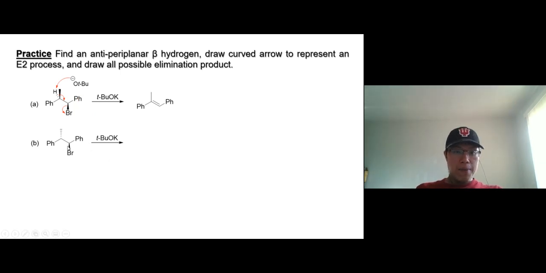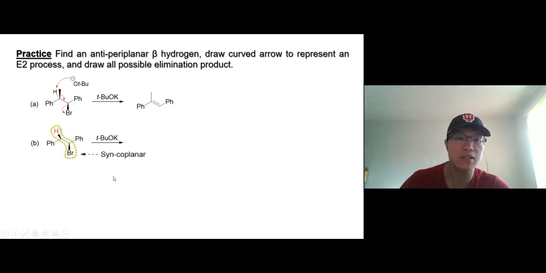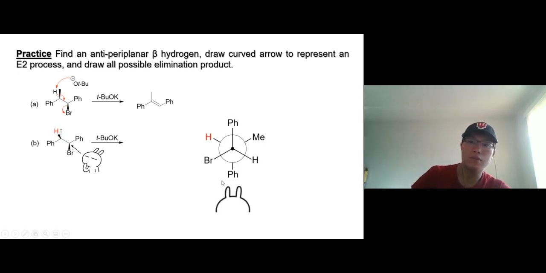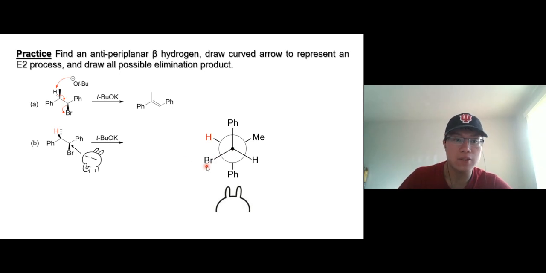Now in B. So bromine points up. Look for beta hydrogen. So this is alpha. This is beta. The right side has no hydrogen, so just ignore it. The methyl group points down, wedge, so the hydrogen is going to point up on a wedge line. This is totally not an anti-periplanar, because it's syn. Look through this bond. Bromine is going to be on the left side, pointing down. Hydrogen is going to be on the left side, pointing up on the second carbon. Bromine bottom left, and hydrogen on the upper left.